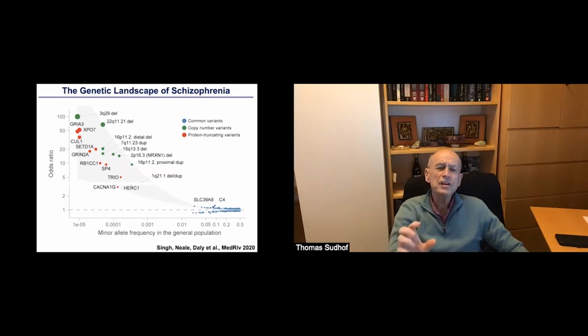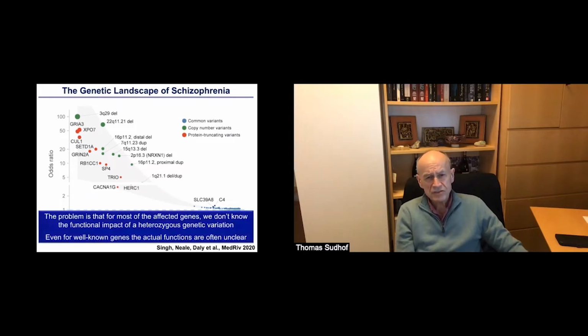different degrees of impact and mostly rather uncommon mutations. The problem is that for most of these genes, we actually don't know what they do. Even for genes that have been studied for years, such as, for example, TRIO, which is a scaffolding gene, okay? Or let's say GRIA3, which is an AMPA receptor. Yeah, it's an AMPA receptor, but what exactly it does is unclear.